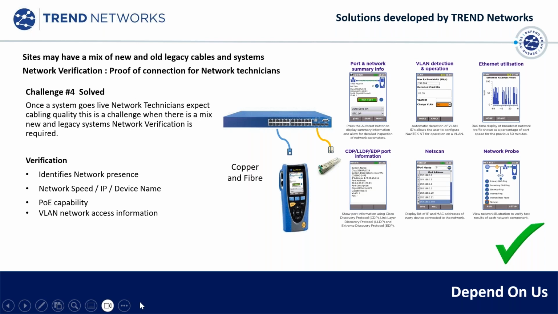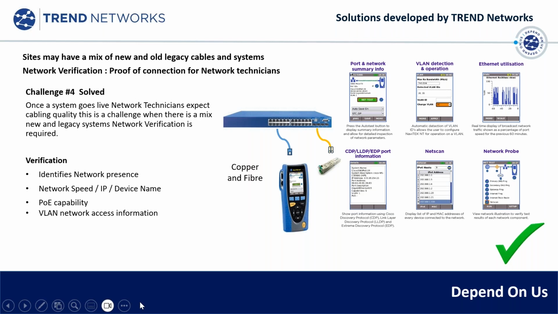So on screen, I've just got an overview, a snapshot of what network verification is. It's looking for the devices that are part of that network. We use protocols such as CDP, LLDP, and EDP, and we can do a network scan. So see, this is very different to certifiers. This device is looking at the network architecture and the protocols used to connect devices. So network teams need this.